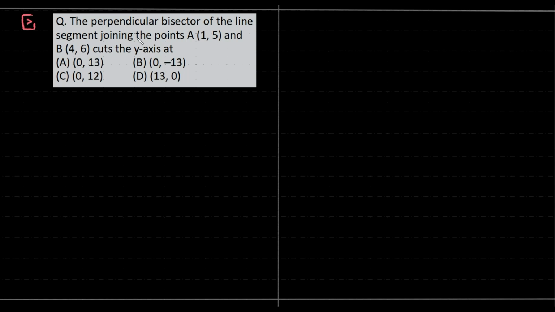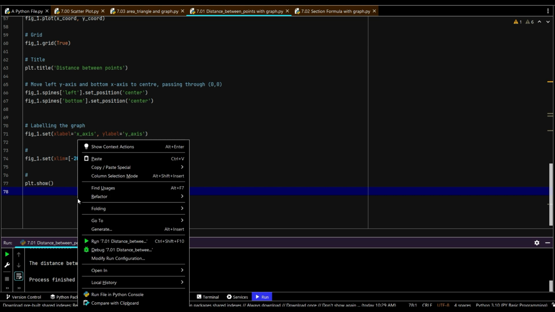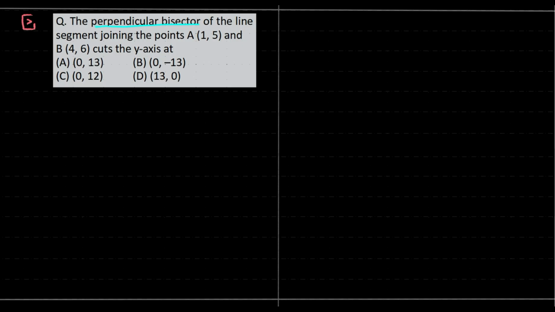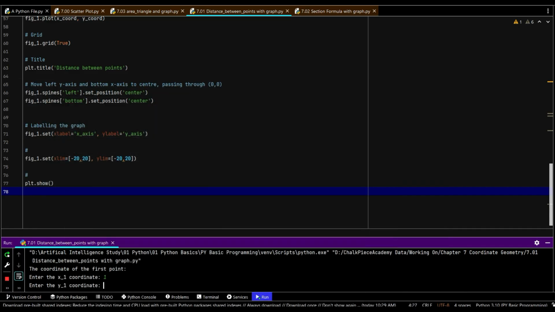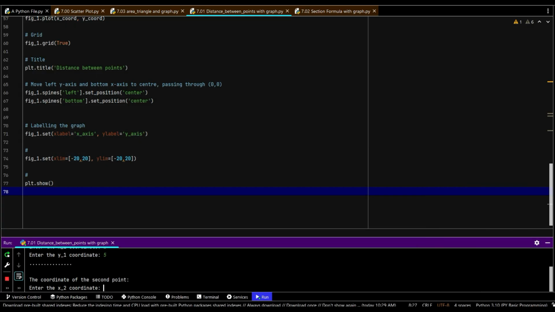The perpendicular bisector. So we're looking at the perpendicular bisector. Do you guys remember what a perpendicular bisector is? Of a line segment joining A and B cuts the y-axis at. Let me explain this with the graph itself. What are the points? I kind of forgot. 1 and 5, and 4 and 6.